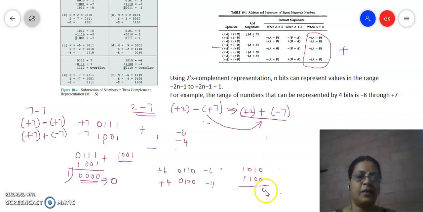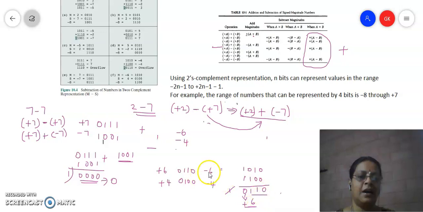So if you add here, what happens? There is one extra carry. It is an end around carry in 2's complement, so you just ignore it. Now how will you interpret the answer here? There is a 0 here, so it is a positive number, and 110 is nothing but 6. So you are getting the answer plus 6.